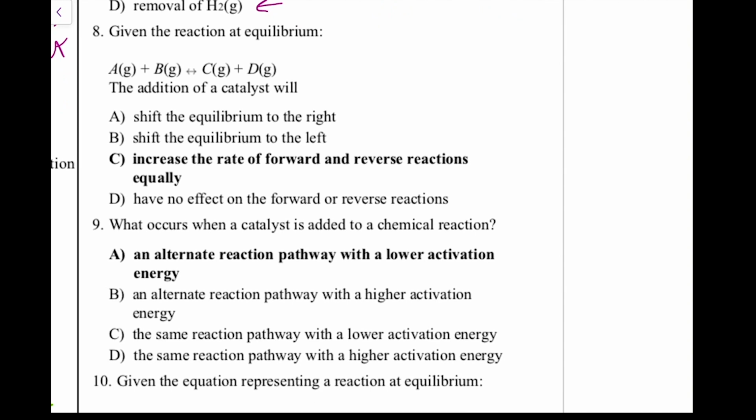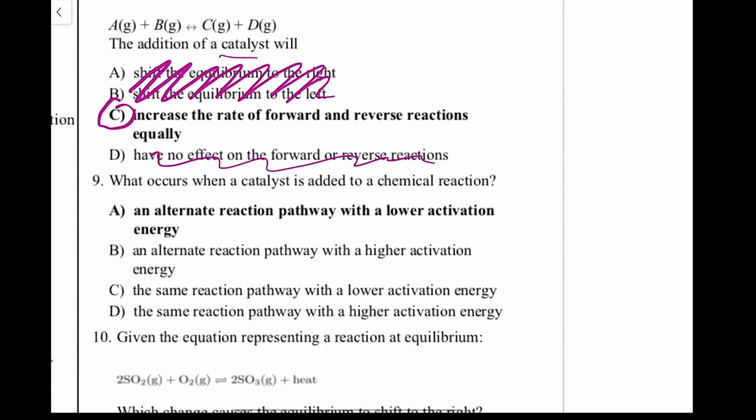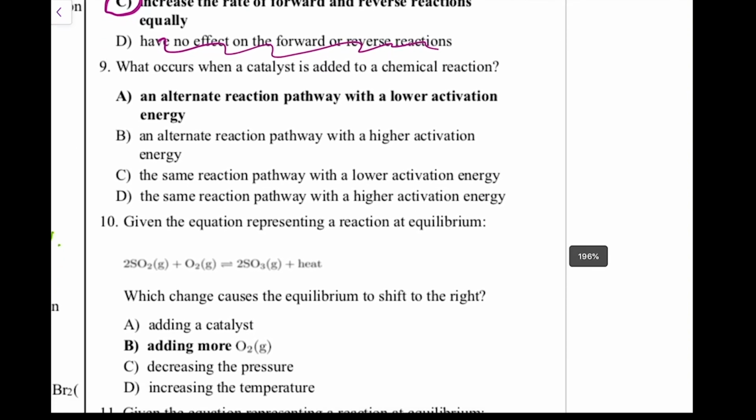Number 8, if you add a catalyst, what will happen? Catalysts do not shift equilibrium whatsoever. When we talked about potential energy diagrams, catalysts speed up reactions, but they speed up the forward and the reverse reaction equally. It has no effect. So catalysts speed up forward and reverse equally.